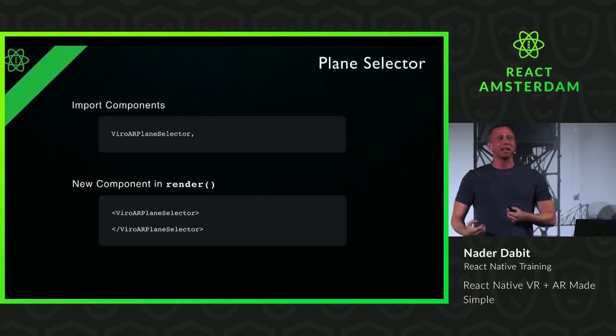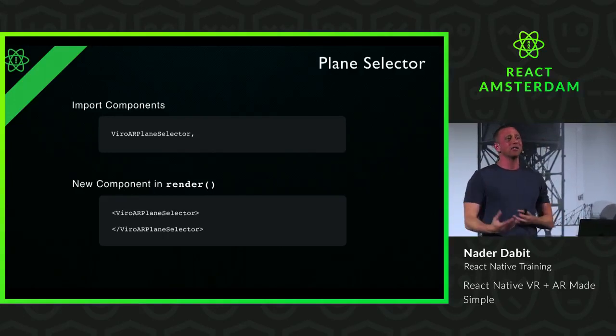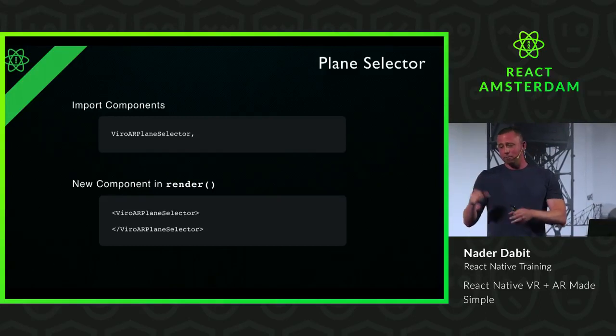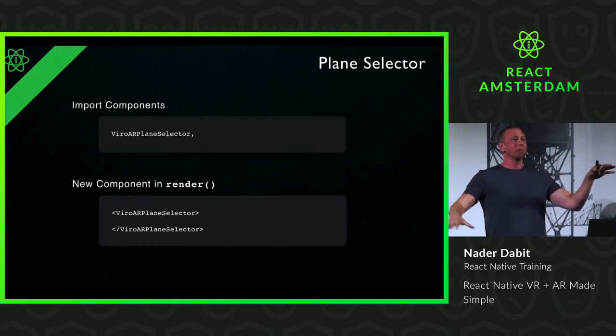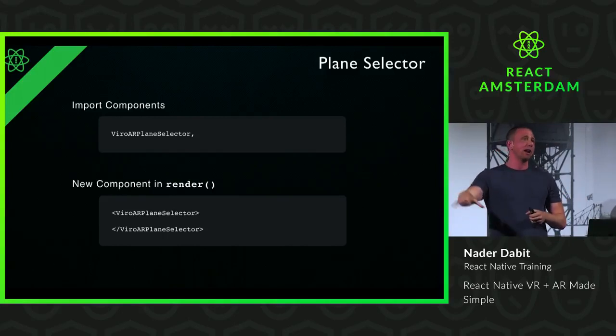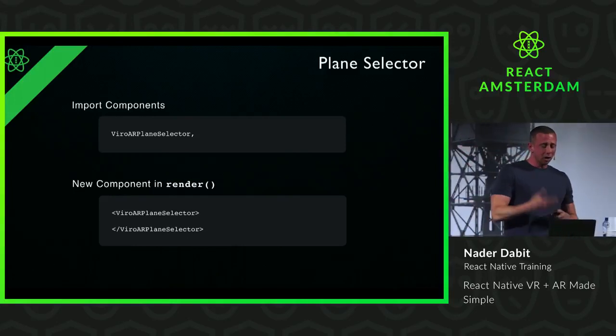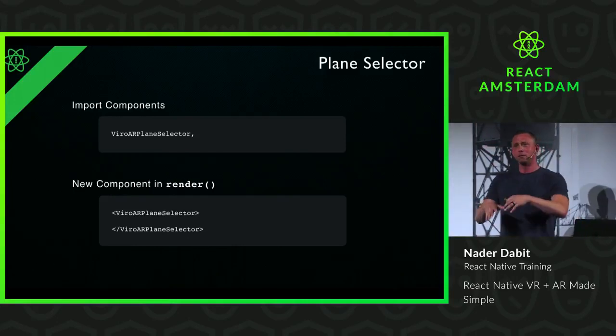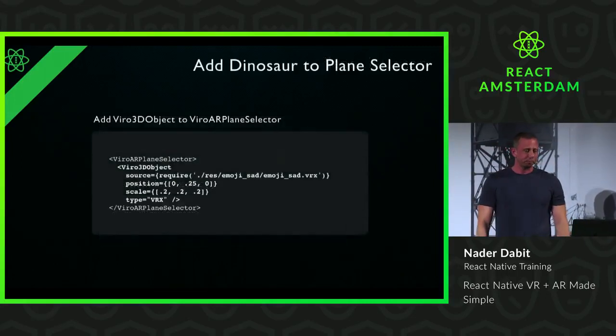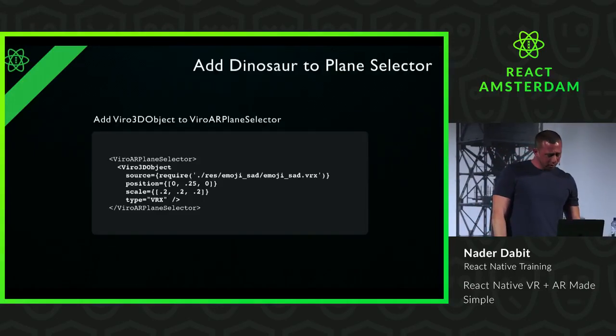The Viro Plane will automatically recognize a plane, and the selector lets the user see all the different planes that are available, and then you can choose the plane and lay the object automatically on that plane, given the coordinates that are given to that object. So I'm using the plane selector because I want to show that the plane is there, and then we're going to actually lay the object there. So let's add a dinosaur to our plane.